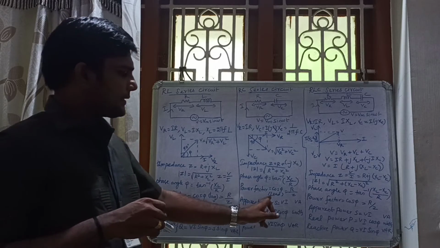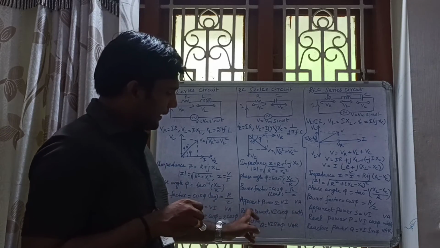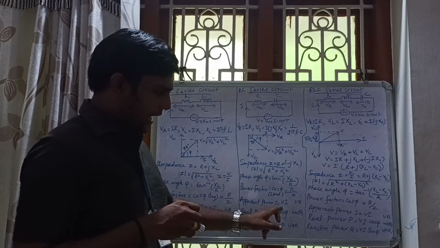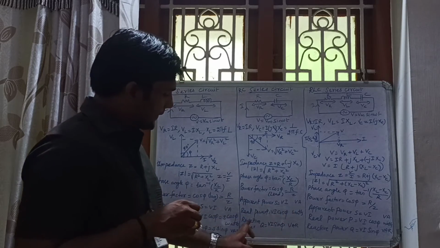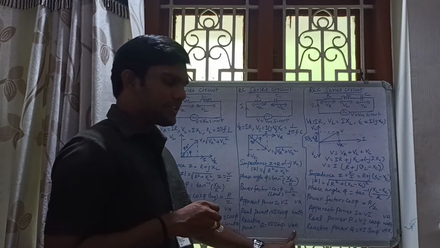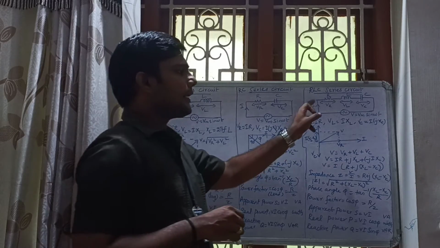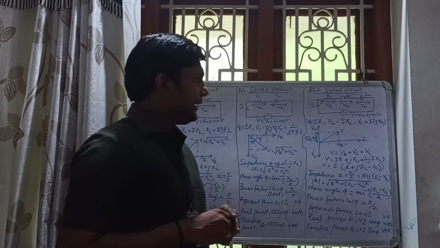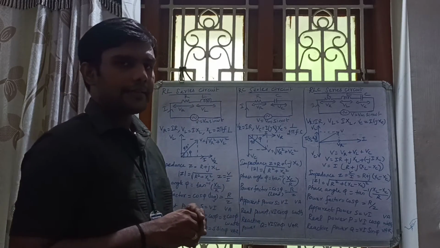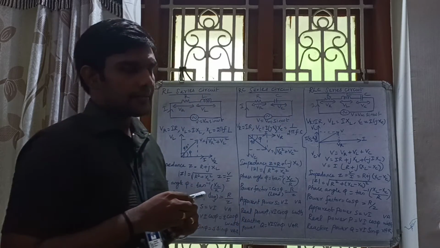Then apparent power S is equal to V into I, unit is VA. Then real power P is equal to VA cos phi, unit is watts. Then reactive power Q is equal to VA sin phi, unit is VAR. Got it? The next one is RLC circuit. Here the resistor, inductor and capacitor, all three are connected in series.